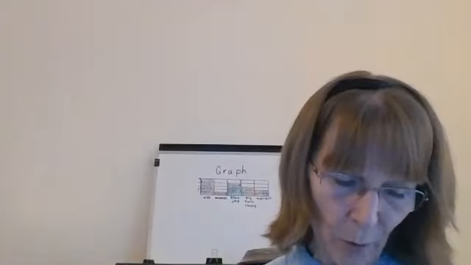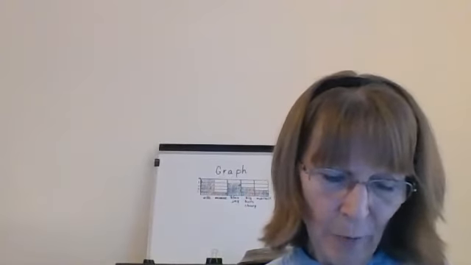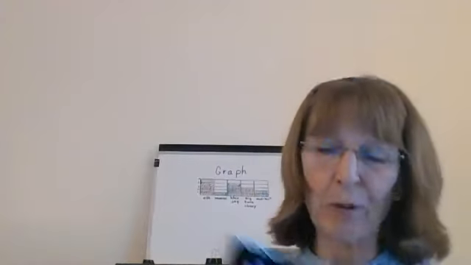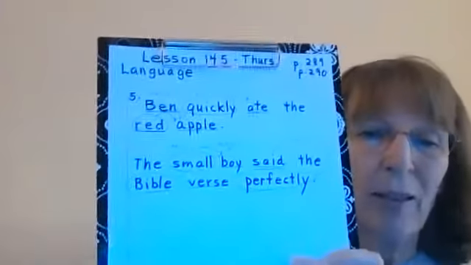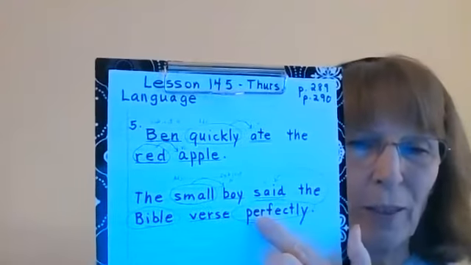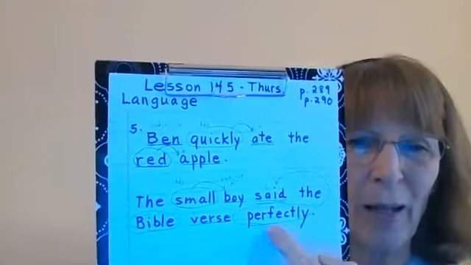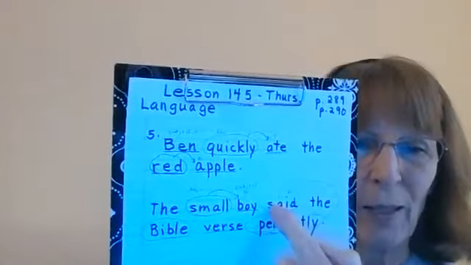So I'm going to circle perfectly. You circle perfectly. And then I'm going to draw an arrow all the way back to the verb said. Here's how it goes. Perfectly, drawing an arrow all the way back to the word said.